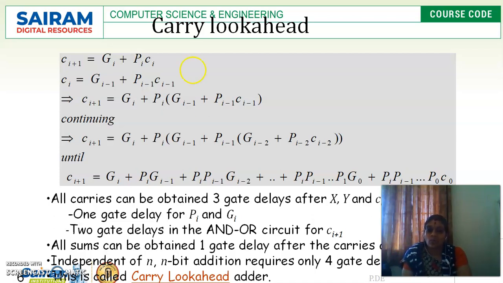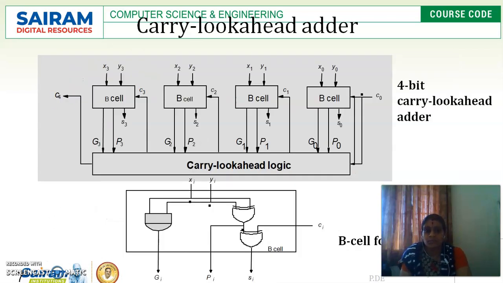Okay, so here only one gate delay for Gi and Pi and 2 gate delays in the circuit of Ci plus 1. So here all the sums will be easily obtained with the use of one more gate delay. Okay, so this entire concept is called the carry look ahead adder. This is the main concept of CLA, the carry look ahead adder, otherwise called CLA, right?